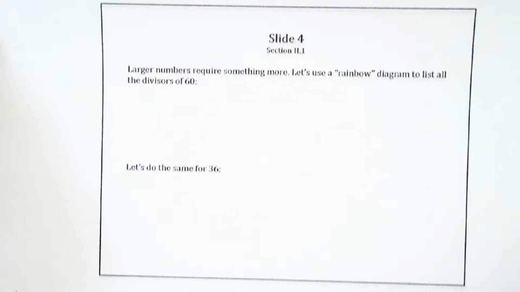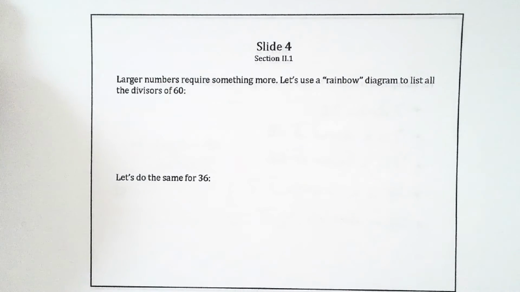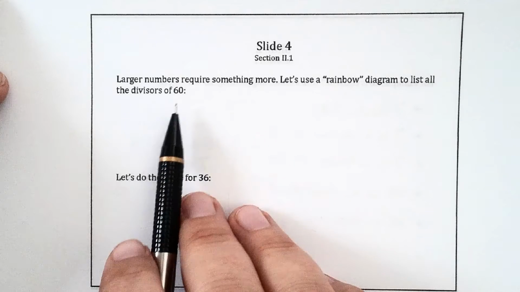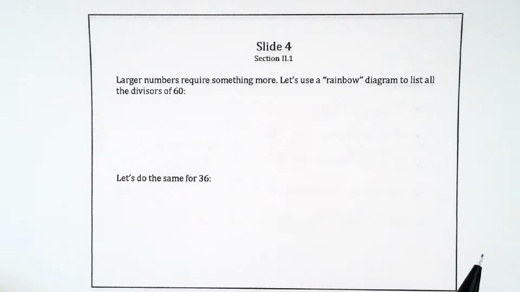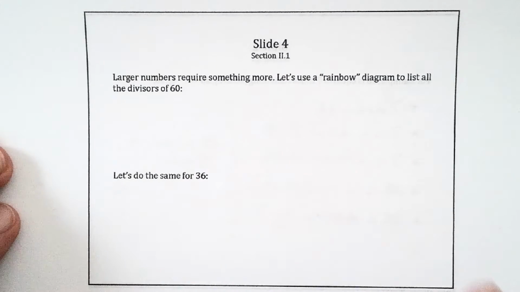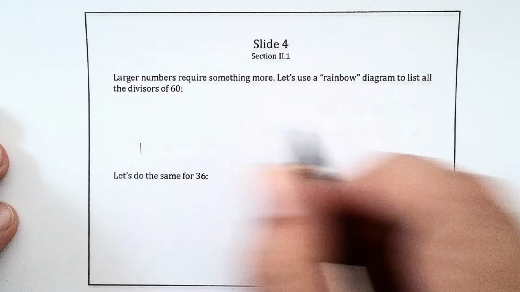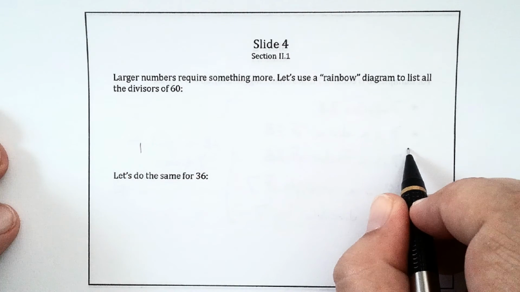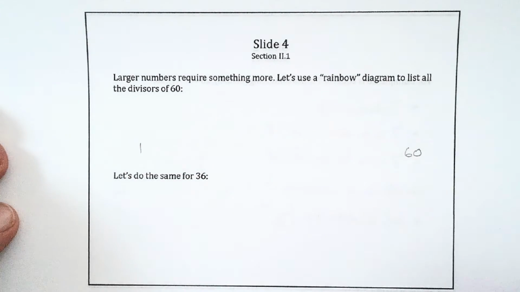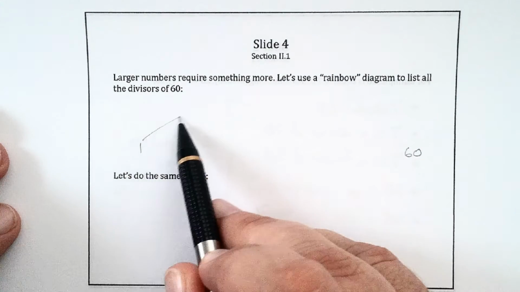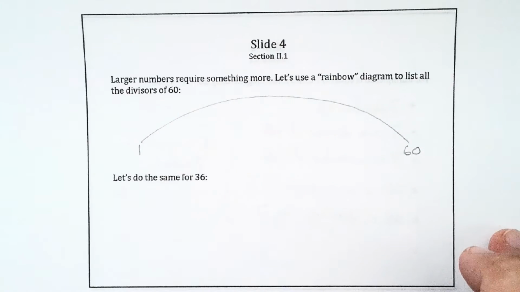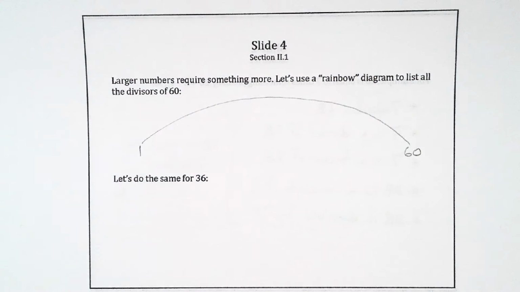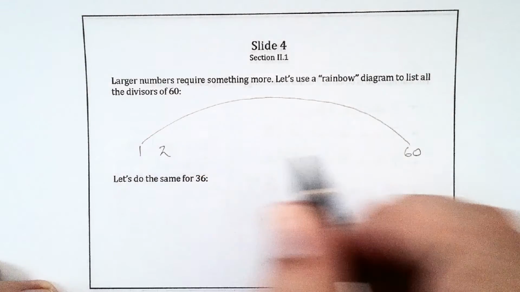Now, larger numbers require something more. So you're not going to be able to use arrays for something like the number 60. That would take forever. So instead, let's make what's called a rainbow diagram. And I just list the factor pairs like this. We'll begin with 1 times 60. Now you connect them with the little band. That's the rainbow. And then, okay, the number 2 is a divisor of 60. We have 2 times 30.